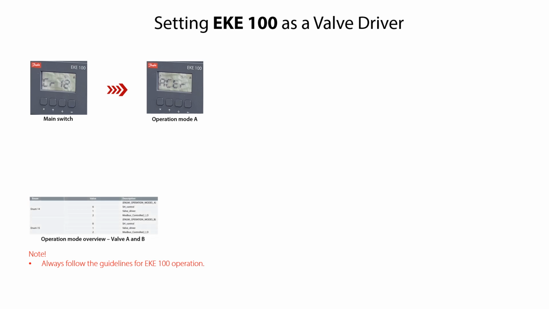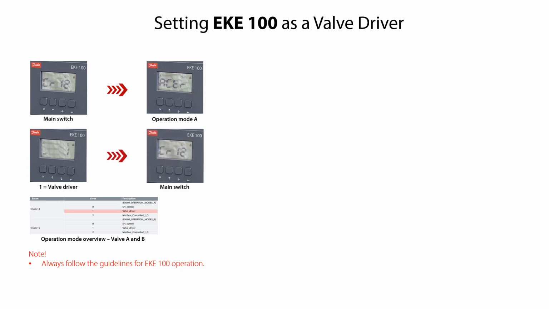As seen from the operation mode overview shown here, the value should be set as 1 for a valve driver, here specified as valve driver. Press the arrow up or arrow down keys to get the needed value. Press the Enter key to confirm the value 1 and return to the ACTR mode. Press the arrow up key to return to the main switch CR12 mode.